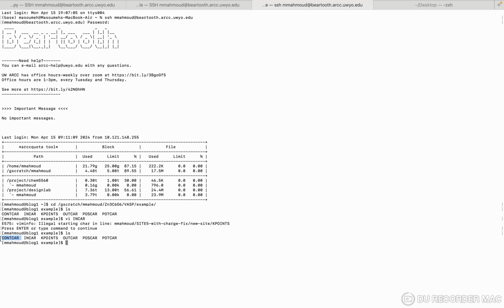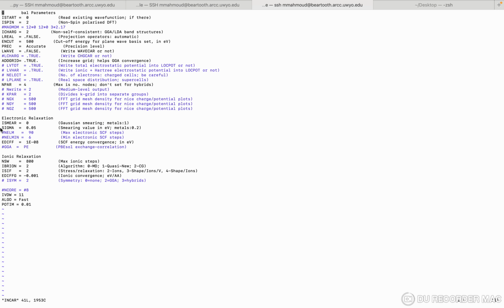OUTCAR and CONTCAR are two important output files. Let's open INCAR, which is one of the important input files. There are two very important commands in INCAR that you should define for all of your calculations. One of them is EDIFF, the other is EDIFFG. But what do EDIFF and EDIFFG do?